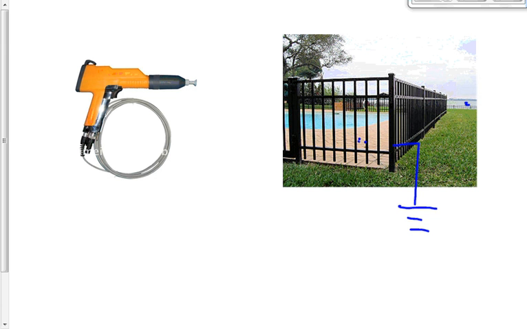Next, we're going to use this electrostatic sprayer, which has inside it this rod that's either positively charged or negatively charged. Doesn't really matter which. Let's make it positive.